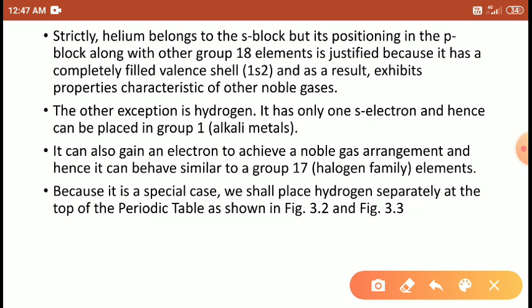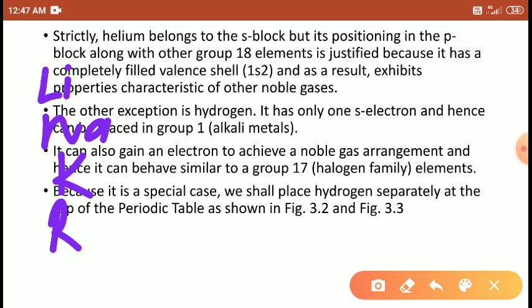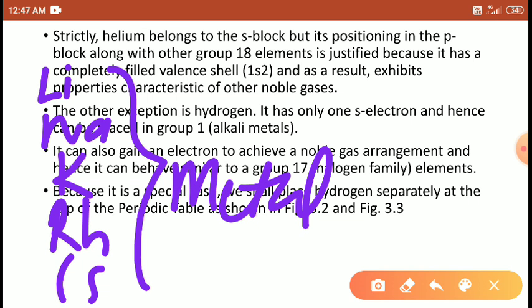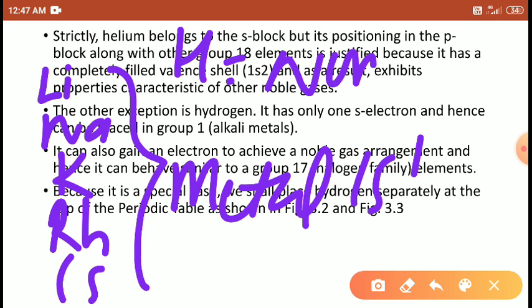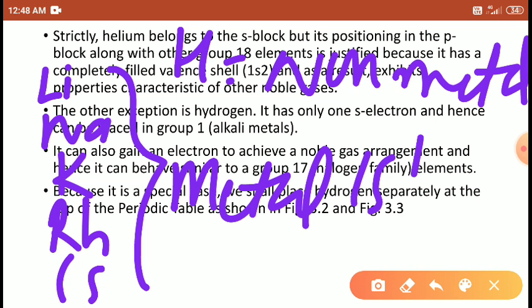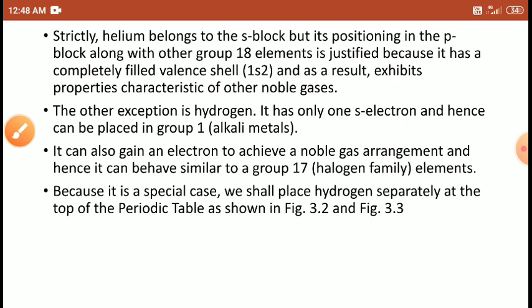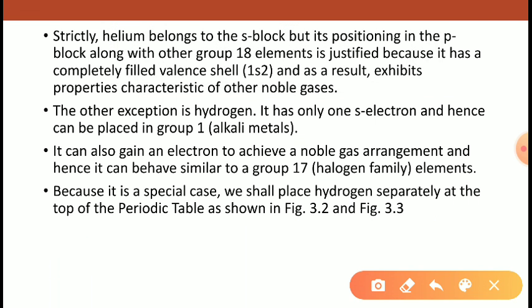If it is kept in the s block, which contains lithium, sodium, potassium, rubidium, cesium, francium, these are all metals with an electron in the s orbital. Hydrogen is a non-metal with an electron in the 1s orbital. Because the outermost electron is in the same orbital, it is kept in the s block element.